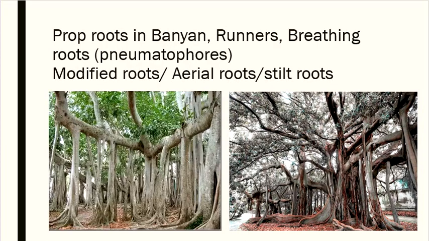There are other kinds of roots called the prop roots in the banyan tree, the runners or the breathing roots, also called pneumatophores, or the modified roots, or the aerial roots, or stilt roots. It goes by many names, but this is how the prop roots in a banyan tree look. Prop roots arise from the branches and they grow towards the soil. On reaching the soil, they support the canopy of the huge tree. They support the plant.